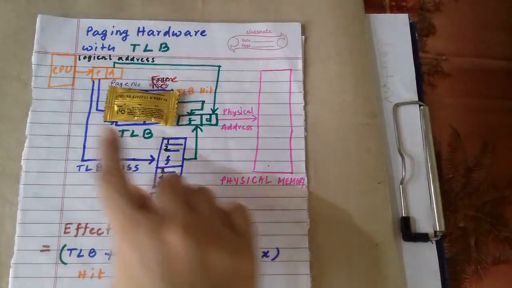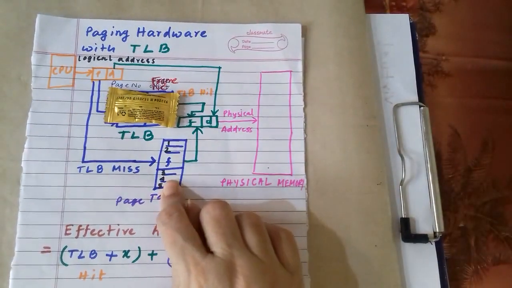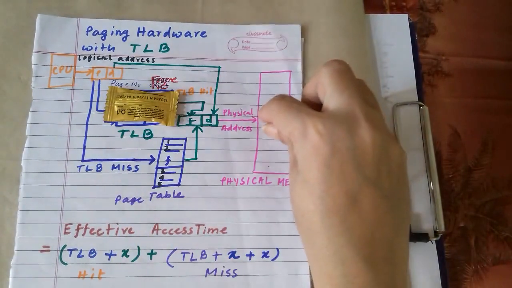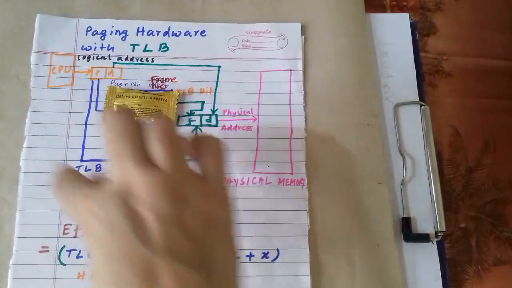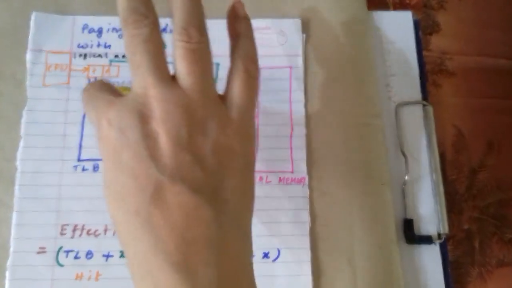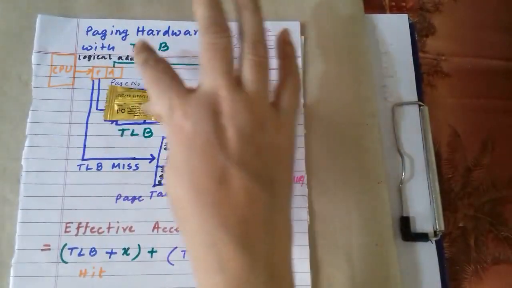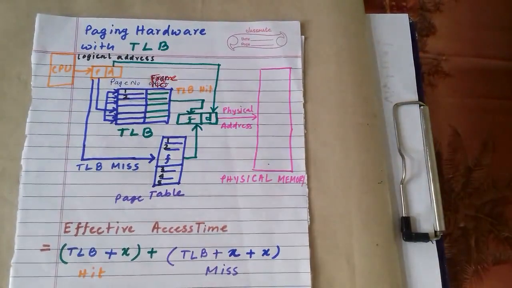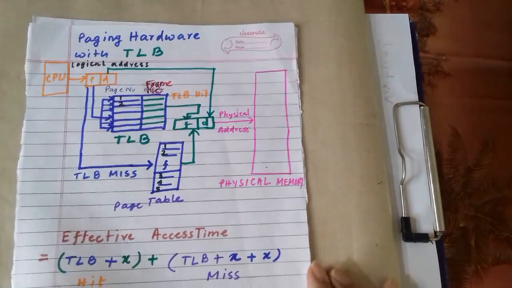So if the page number is found in the page table, what has to be done? According to the D value, it can be fetched from the physical memory. If they ask in the exam what is paging hardware, you don't need to give the TLB, and you can just draw the diagram. The diagram is mandatory. Now if we add TLB, why did I keep the same diagram?